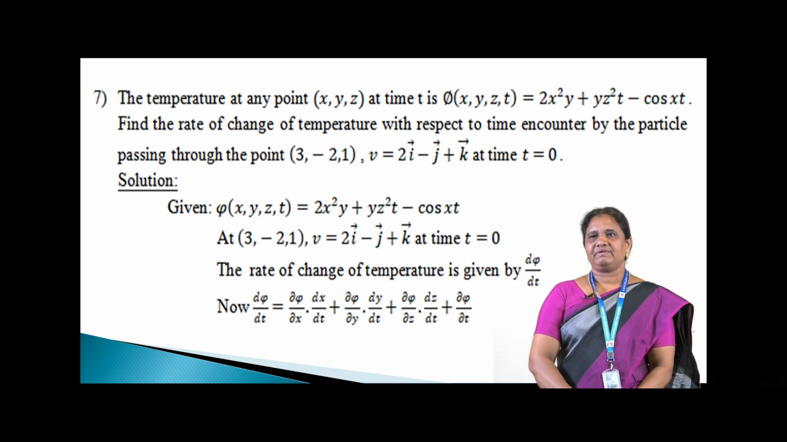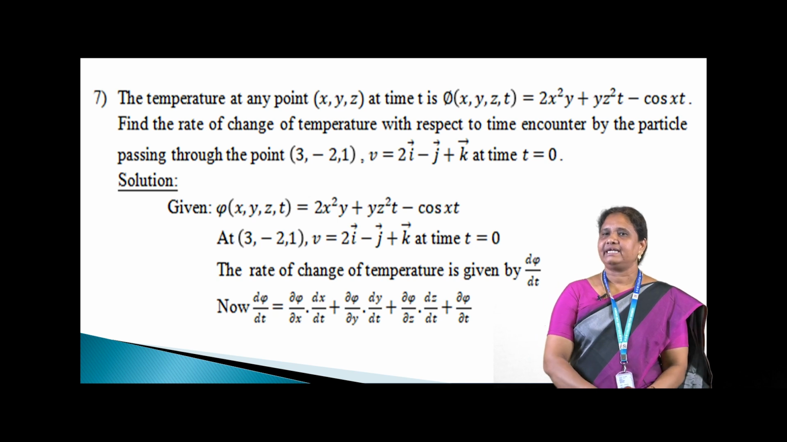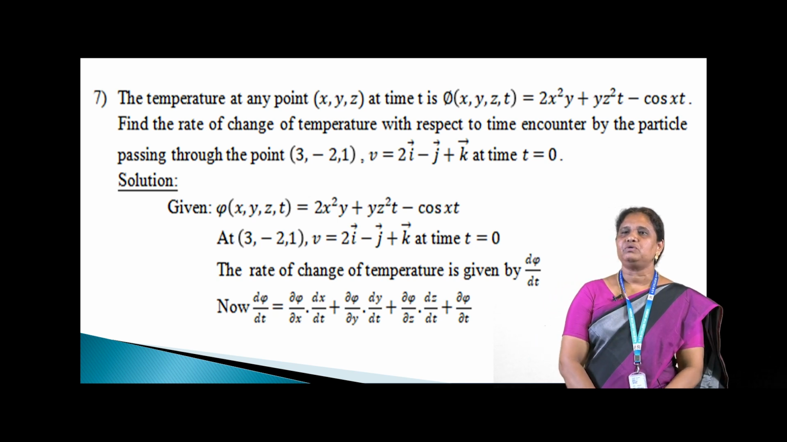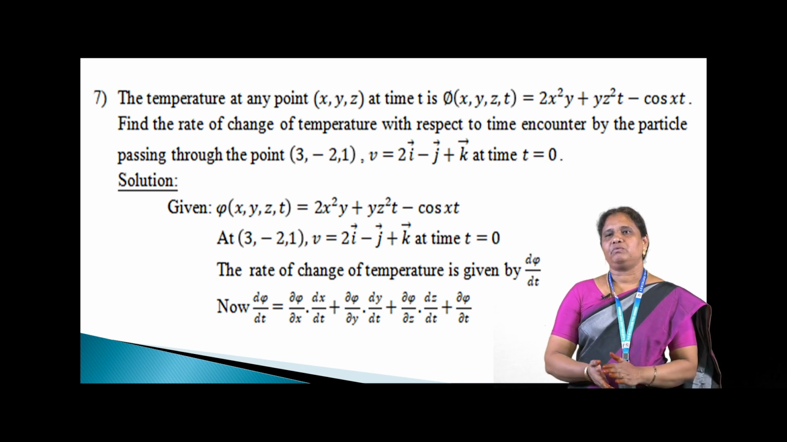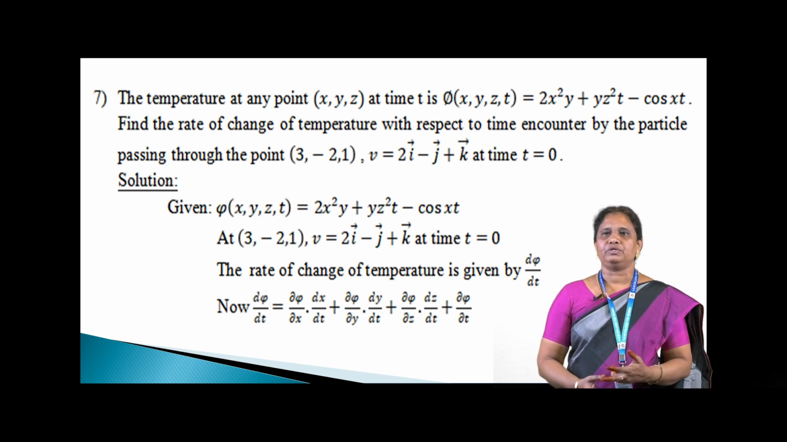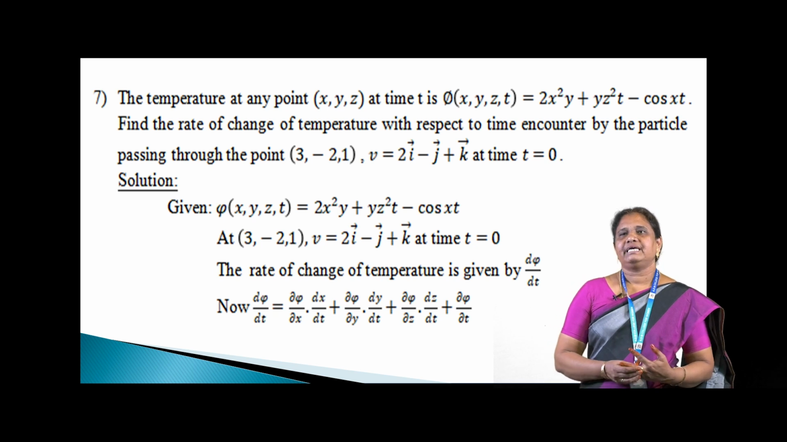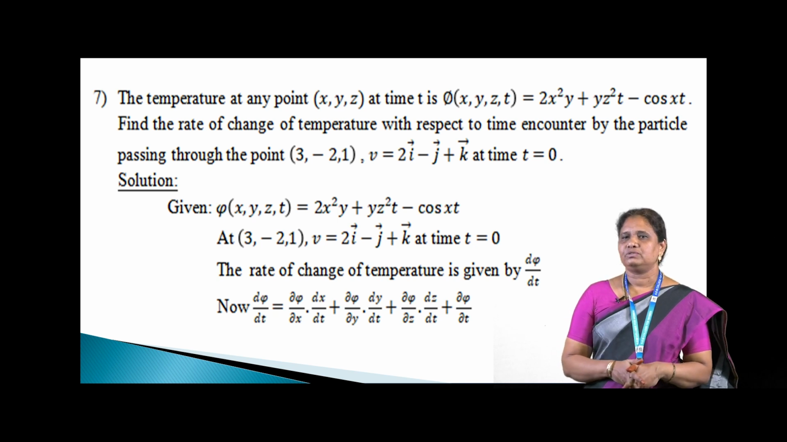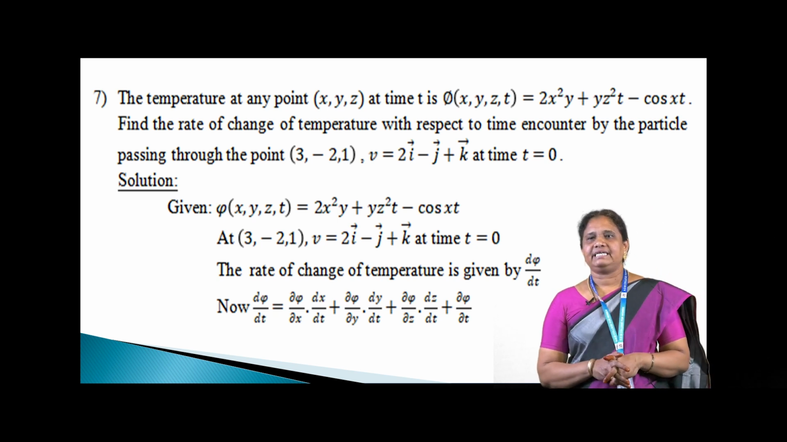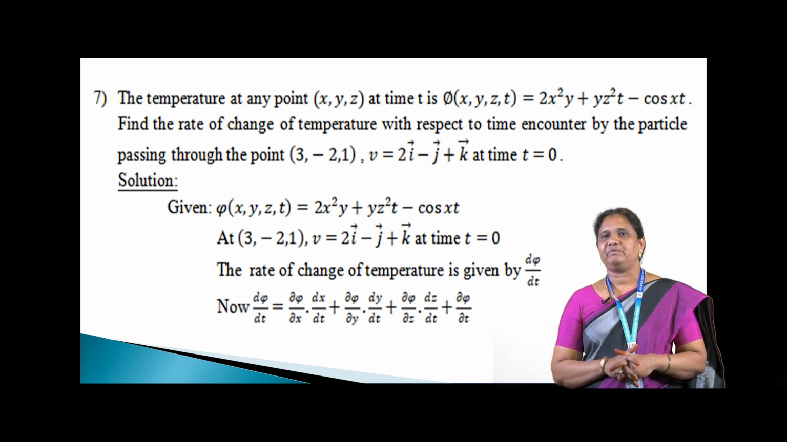The temperature is given as phi, and we have to find the rate of change of temperature with respect to time for the particle passing through the point. One point is given and one vector v is given at time t equal to 0. So first write the given values: phi, the point, the vector, and time t equal to 0.